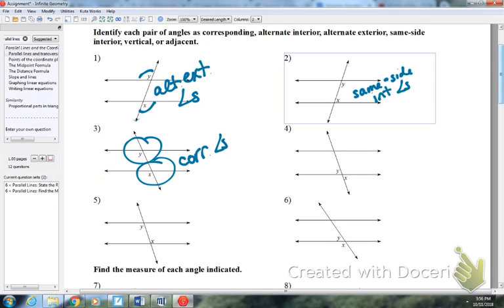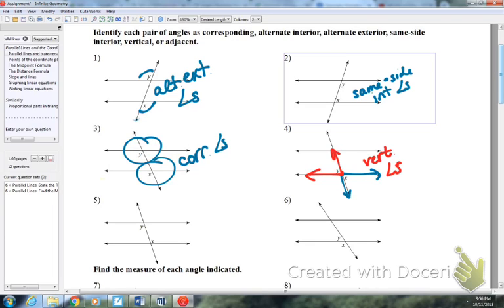On number 4, notice one is interior and one is exterior. Y is in the interior, X is in the exterior. They have a common vertex here. Their sides are opposite rays. The sides of angle X are in blue. The sides of angle Y here are in red. If you remember from the previous video, this is an example of vertical angles. Vertical angles have a common vertex and their sides go in opposite directions.